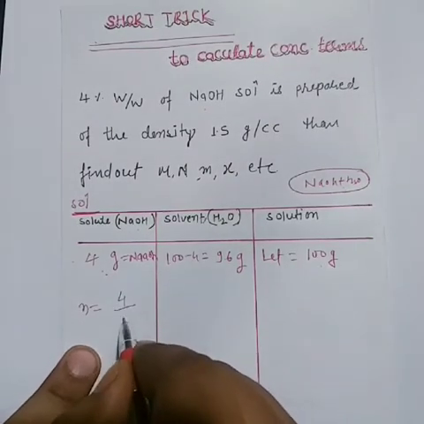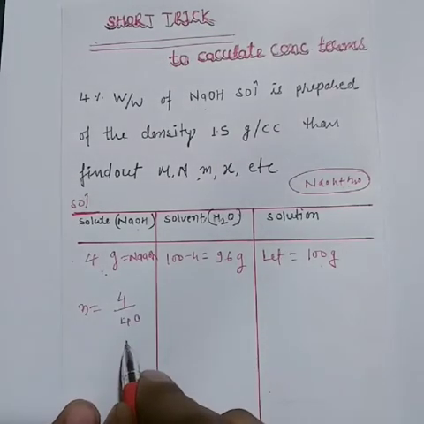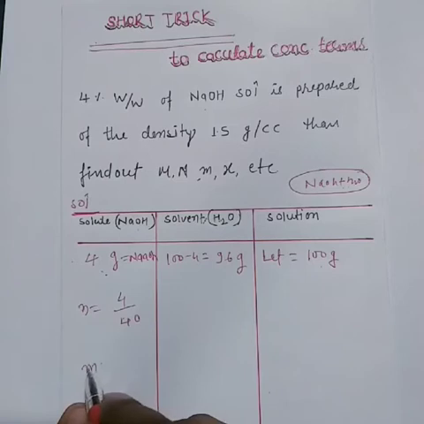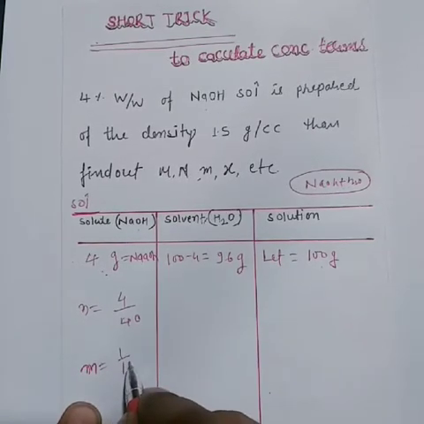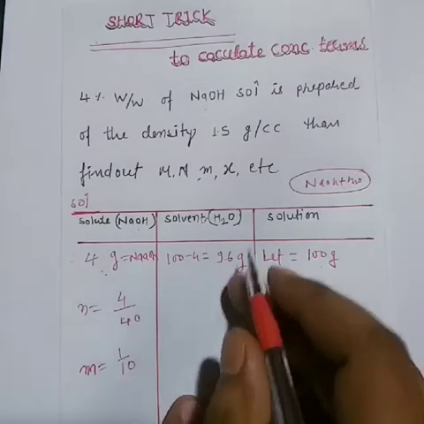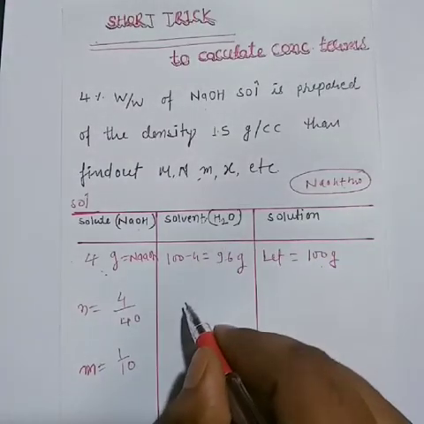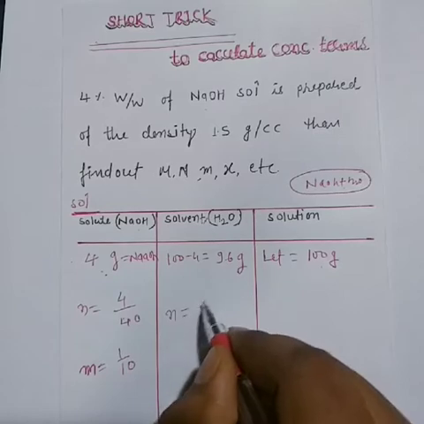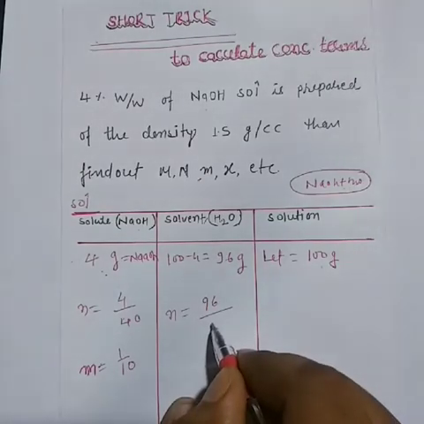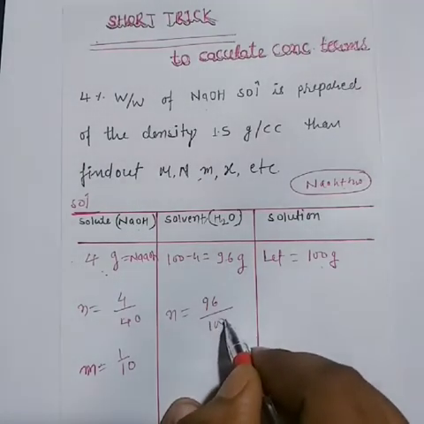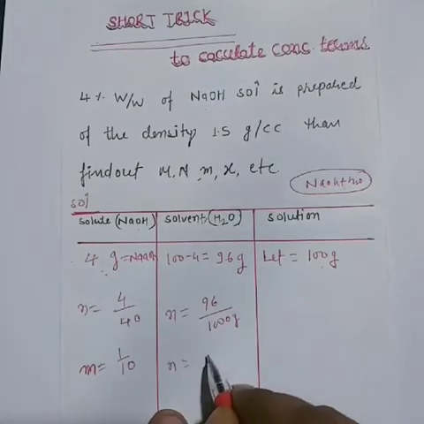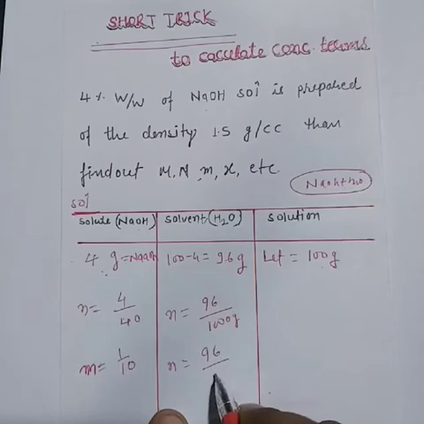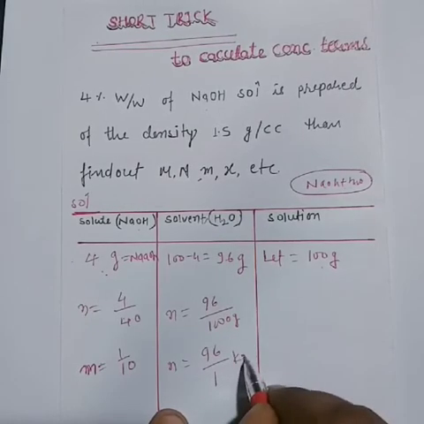Now we find everything. First of all, moles n equals given mass 4 upon molecular mass of NaOH, that means 40. So how much is there? 1 upon 10. And what is the solvent? Similarly, moles of solvent is 96 upon 1000 gram. Now we can write here 96 upon 1 kg.